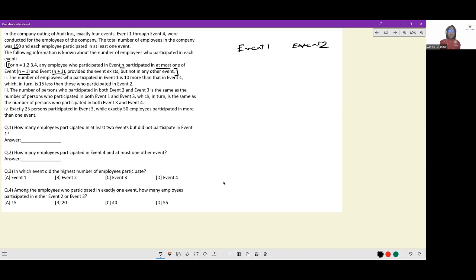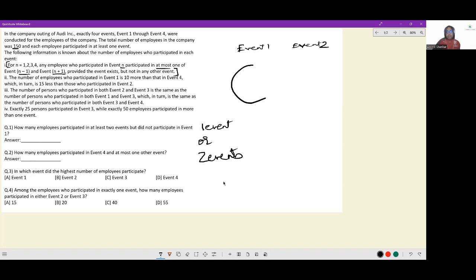Similarly, if you participated in event 2, then you can potentially participate in event 1, you can potentially participate in event 3, but not both. Everyone is participating in either one event or two events.